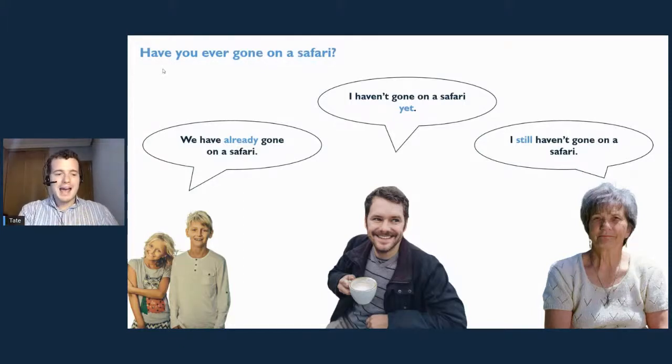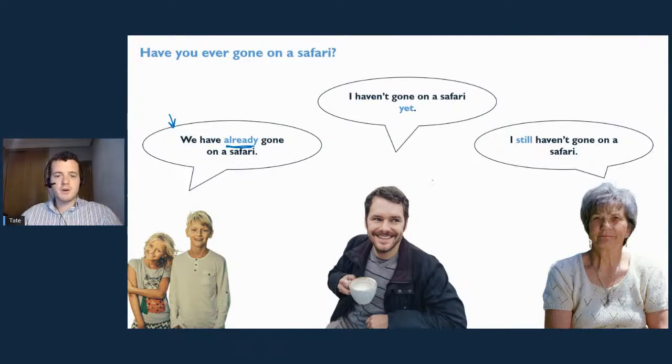And if we ask these different people if they've ever been on a safari, they can give us 3 very different answers. So we have the first one here, where it says, we have already gone on a safari. So these kids here, they use this word already, right? We have already gone on a safari. Right, so that's the first one. That's the first word we can use when we talk about things that we've done in our bucket lists.